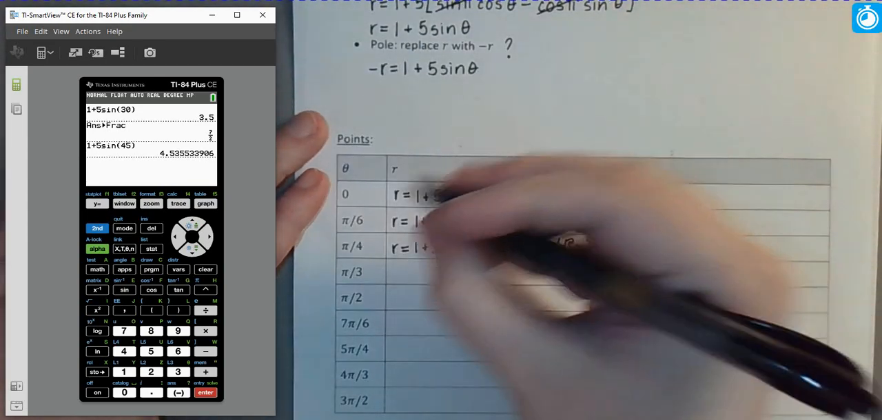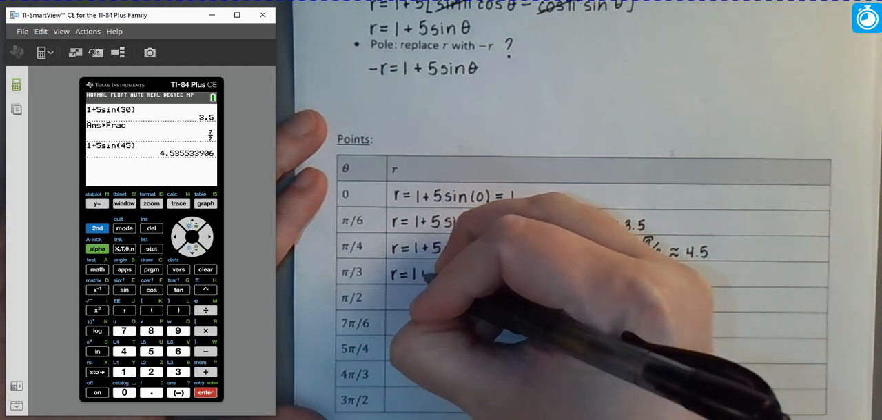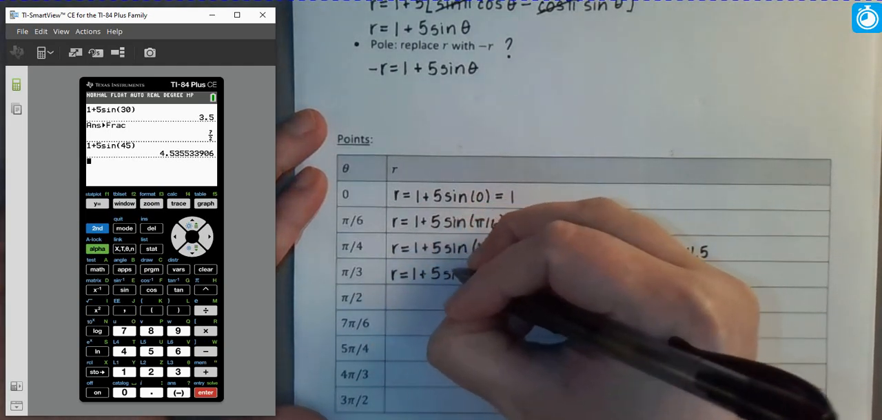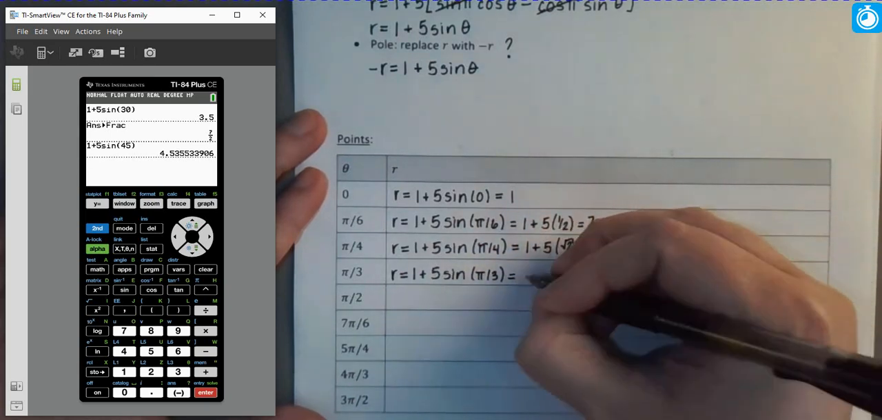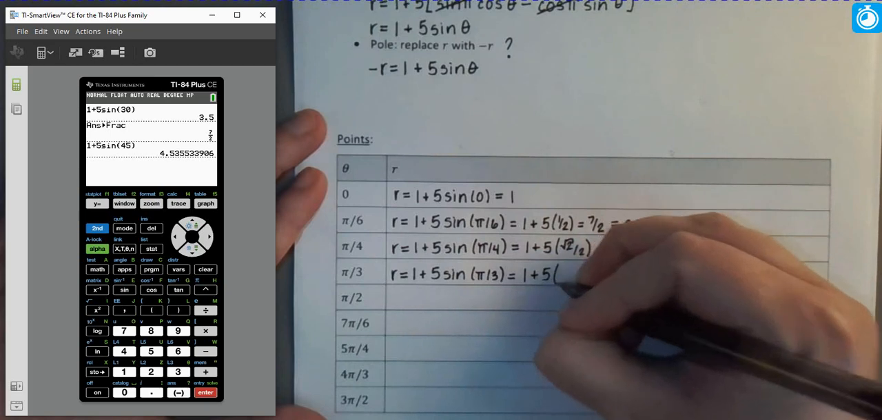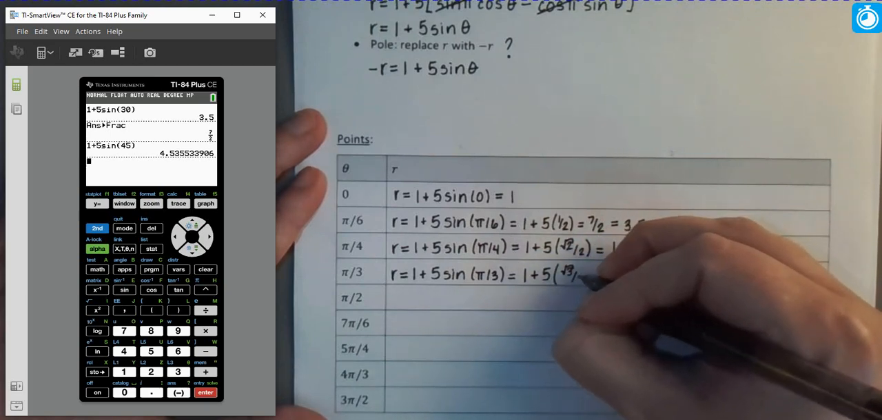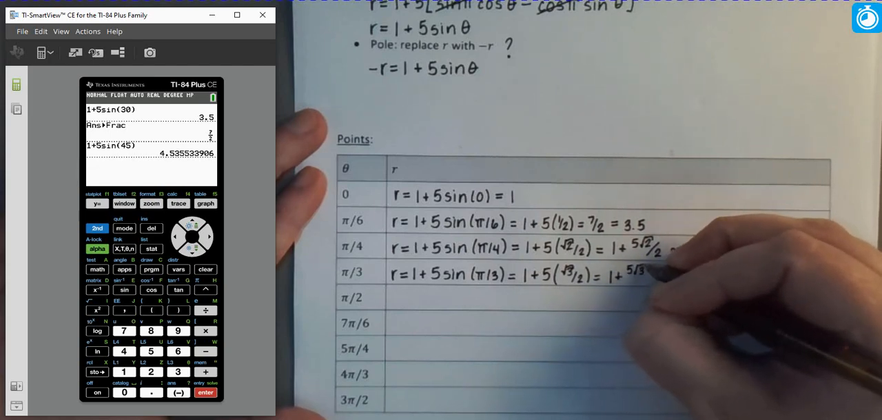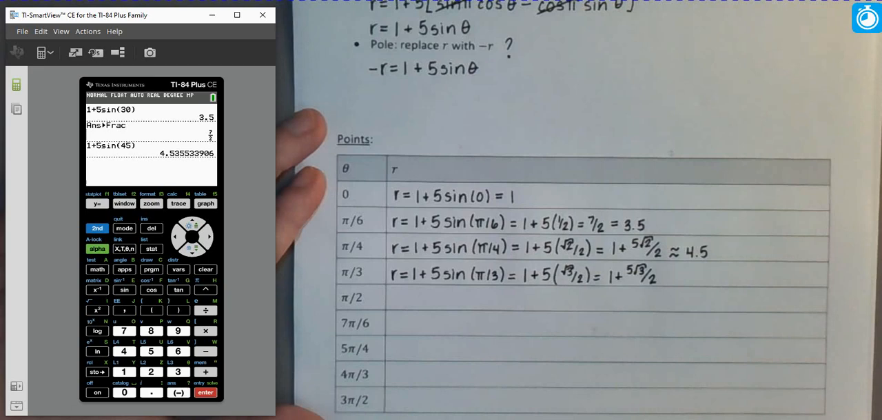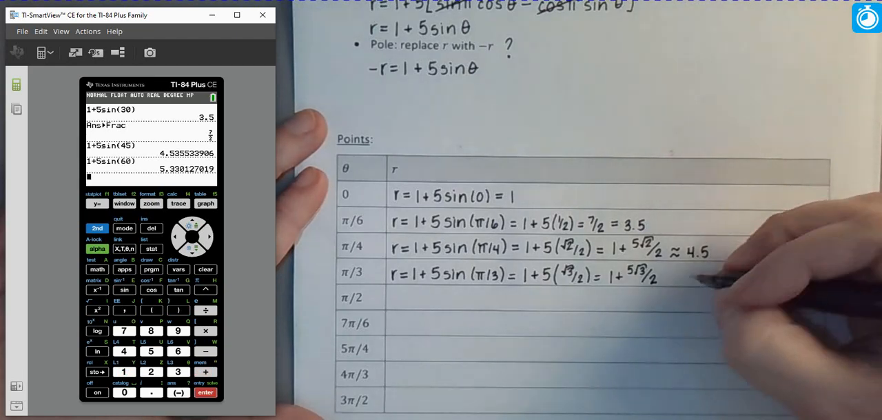Okay, now let's go to pi over 3. So r is equal to 1 plus 5 times the sine of pi over 3. And the sine of pi over 3 is going to be root 3 over 2. So 1 plus 5 times the square root of 3 over 2, which simplifies to 1 plus 5 root 3 over 2. So that would be our exact value for r. If we want an approximation to graph by hand, we go to the calculator. So 1 plus 5 times the sine of, not pi over 3, but in degrees, 60 degrees, and we get about 5.3.